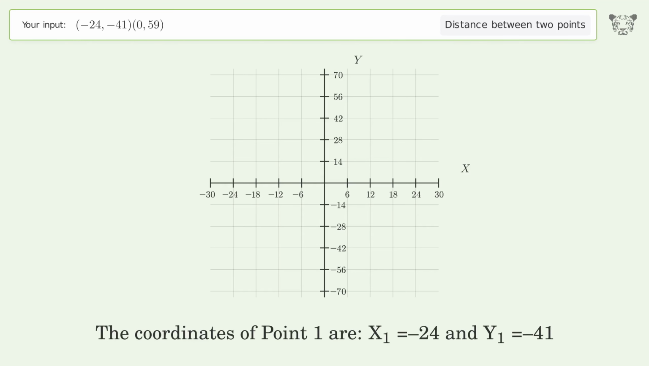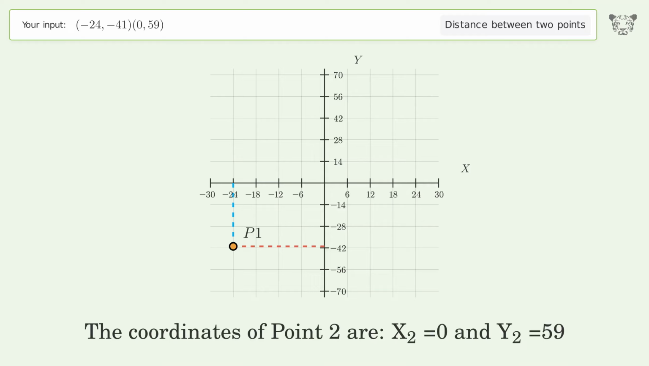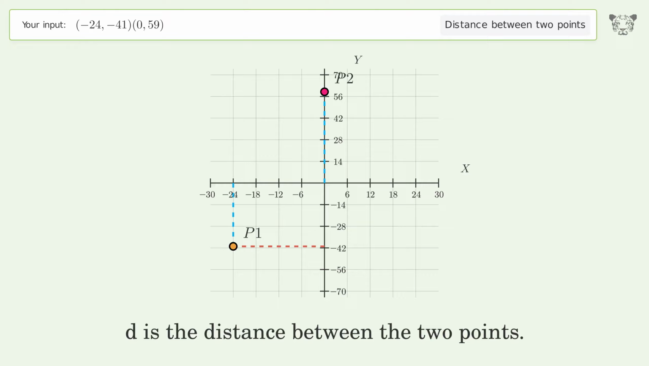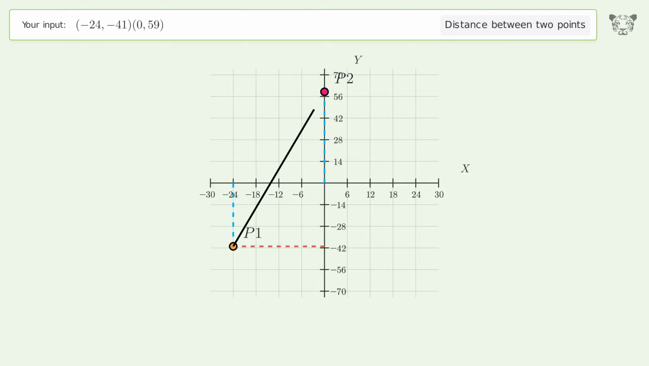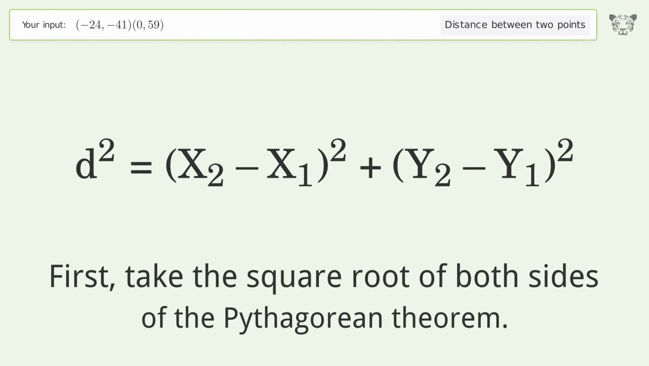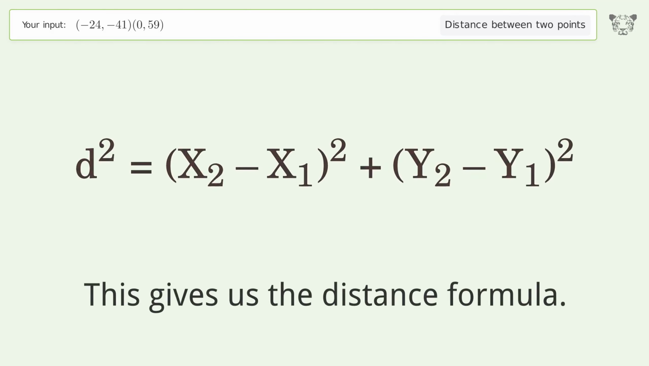The coordinates of point 1 are x1 equals -24 and y1 equals -41. The coordinates of point 2 are x2 equals 0 and y2 equals 59. D is the distance between the 2 points. First, take the square root of both sides of the Pythagorean theorem. This gives us the distance formula.